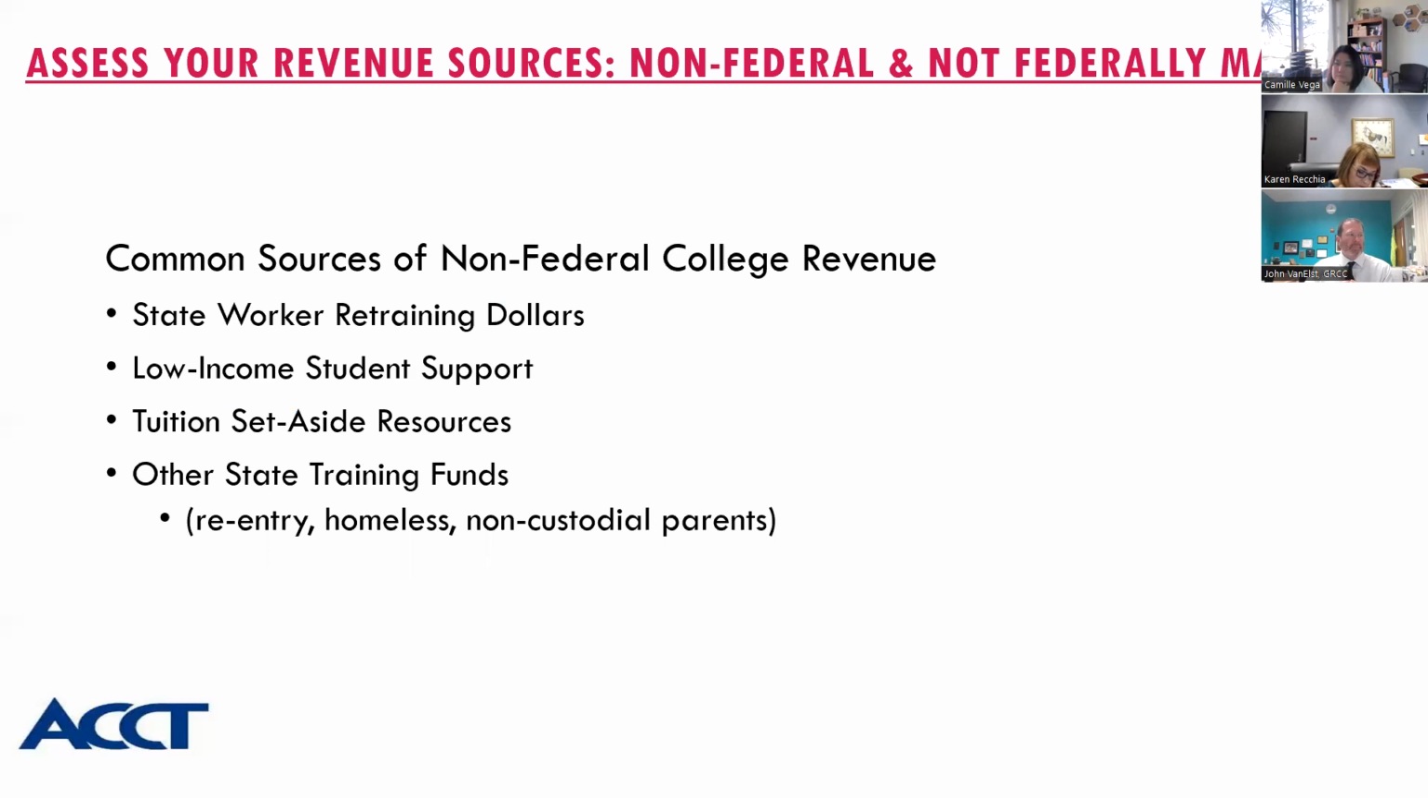In Washington, we have what's called a state need grant. Those funds can be leveraged for 50% reimbursement, along with tuition set-aside resources and other funding streams that might be coming through your state to focus on specific populations. We see a lot of funding streams focusing on reentry or individuals who are homeless. There's some innovative programming associated with non-custodial parents, supporting their economic mobility.